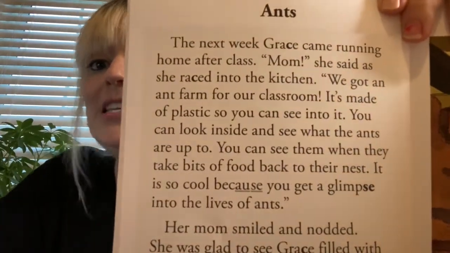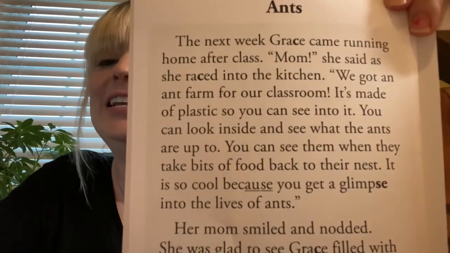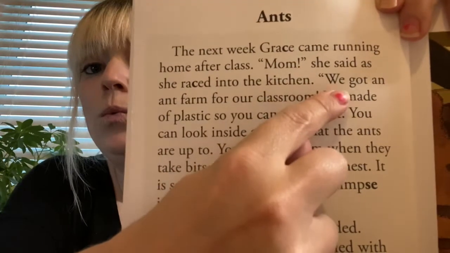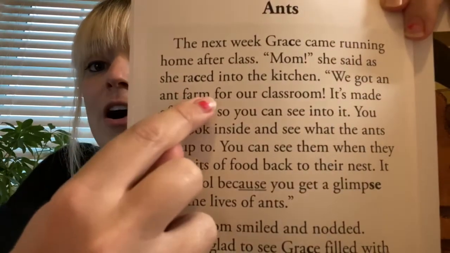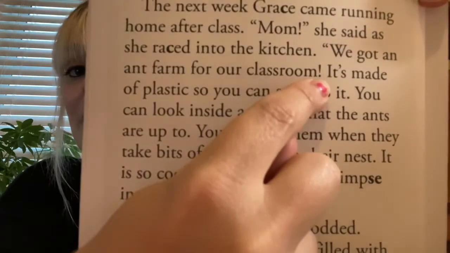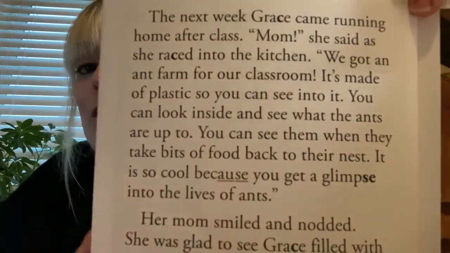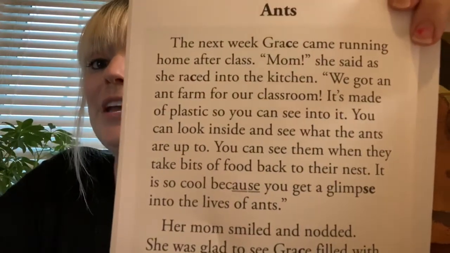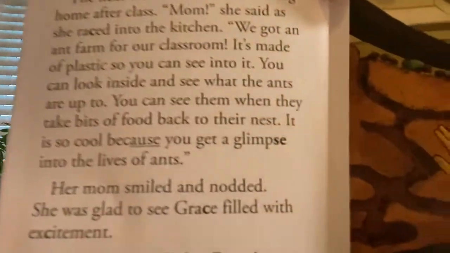I can also see that Grace is very excited. This is what tells me that Grace is excited. It says, "We got an ant farm for our classroom." And what's that little mark right there? That's called an exclamation mark. Very good. That shows that Grace is excited. So let's keep reading.